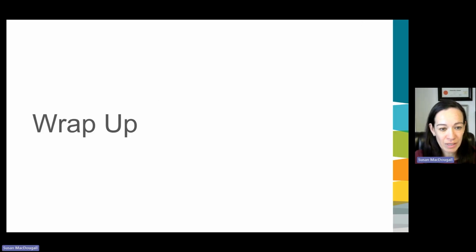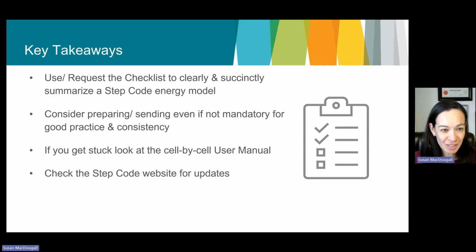So to wrap things up, we'll touch on a few key takeaways. First, remember to use or request the checklist to clearly summarize the step code energy model whenever possible. And for the users out there, consider preparing and sending it, even if it's not mandatory in the jurisdiction where you're working. It's really good practice and it'll start to encourage consistency across the province.